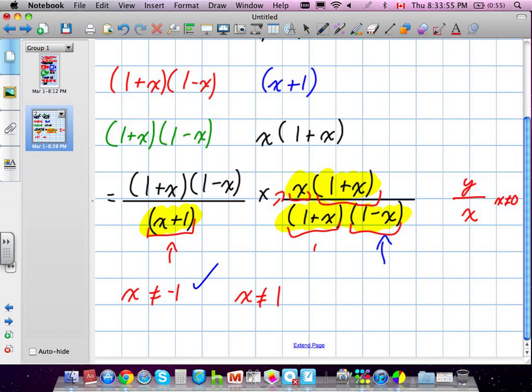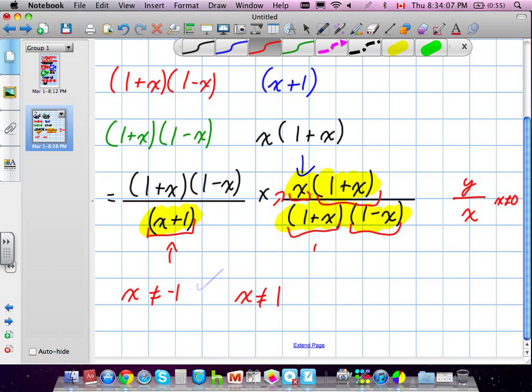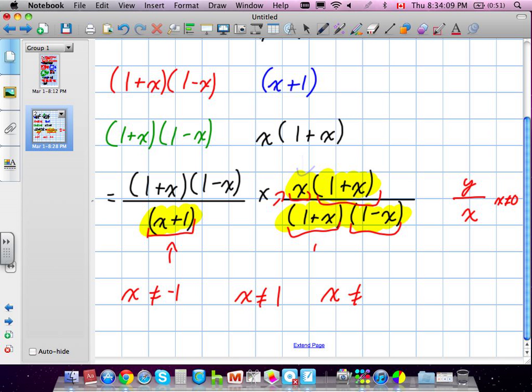Yeah, that's right. X just cannot be 0 on that one. So we have how many restrictions? 3. Good. Now what? Now cancel things. Okay, so let's cancel. 1 plus x. On top? Yes. Okay, and what? And below it.